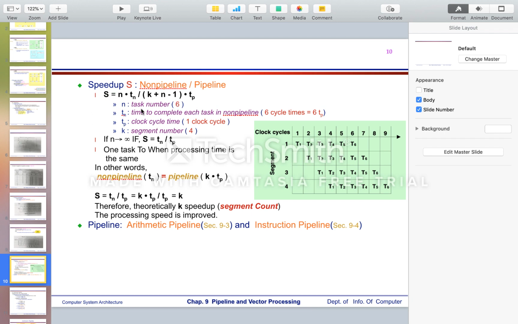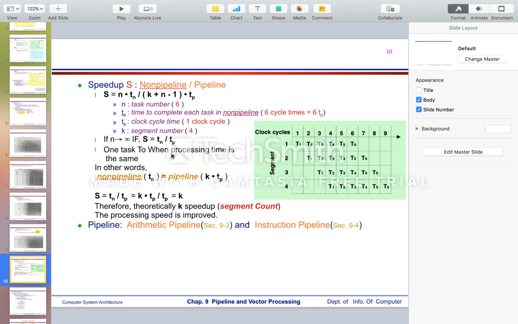Now, as you know, n is the number of tasks, Tn is the time to complete each task in the non-pipelining system, Tp is the clock cycle time for pipelining, and k is the number of segments. So we have 4 segments, we have 6 tasks. Now in this formula, if n approaches infinity, meaning n becomes very much larger than k, then we can say the speedup is Tn divided by Tp, because n is much larger than k.